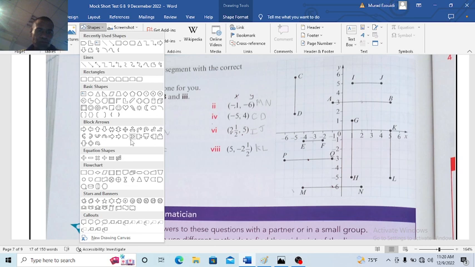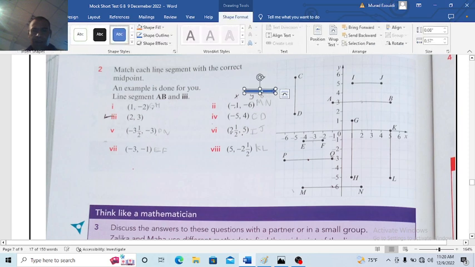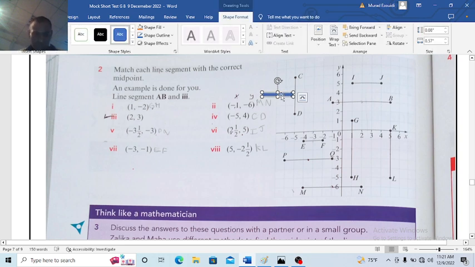Okay, I'm going to use this one. So the midpoint, my kids, is this one, -5 and 4. For the next one we have what?